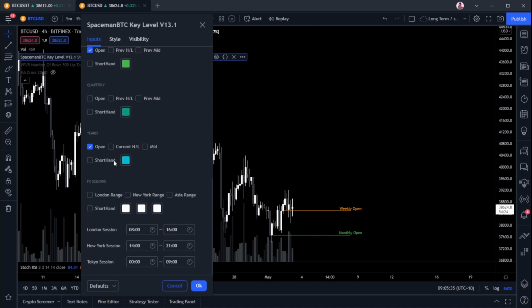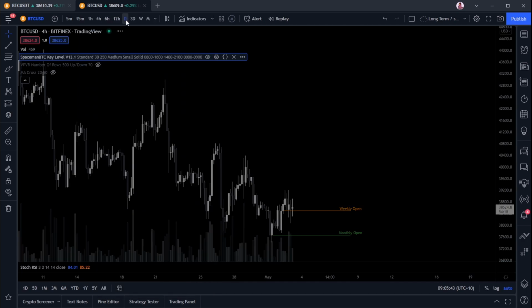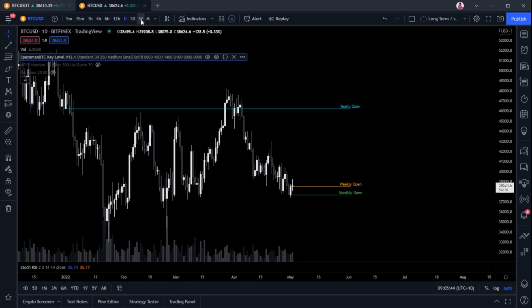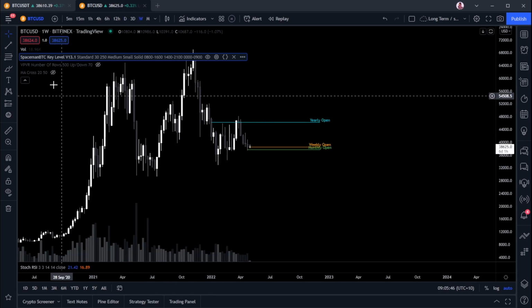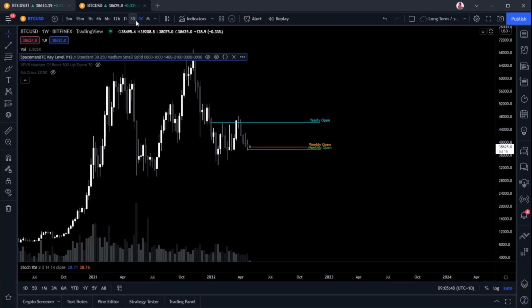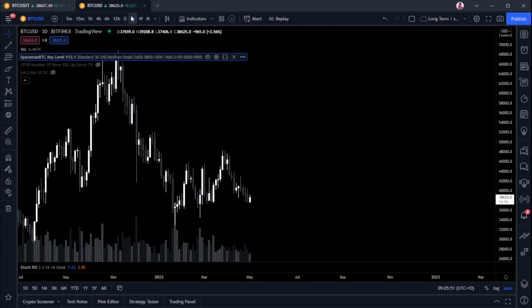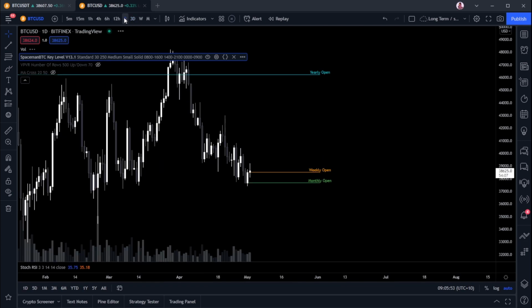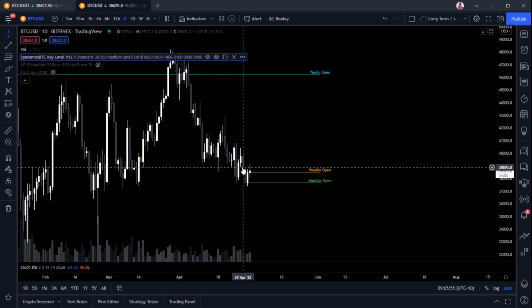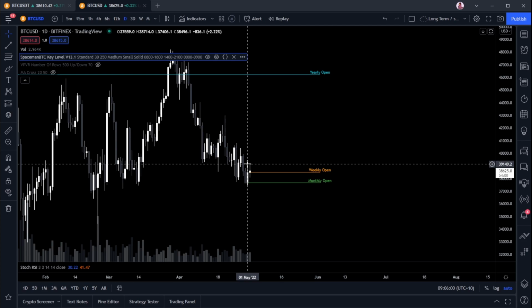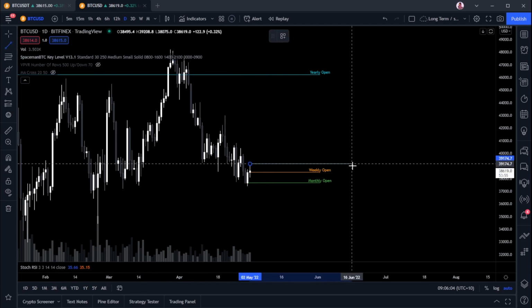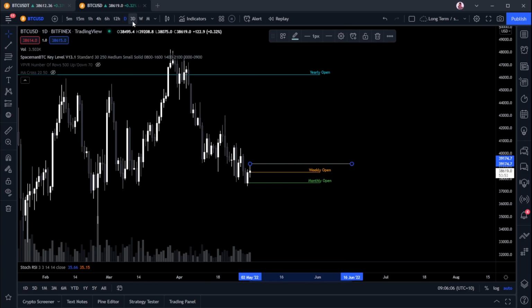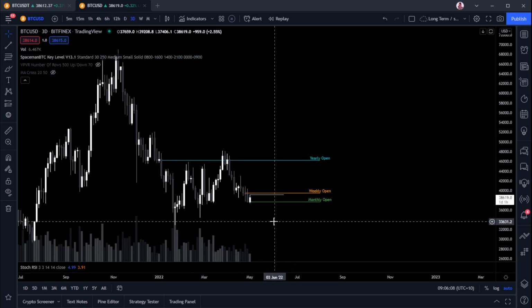Primarily when I'm using Spaceman's key levels, I'm only using the weekly open and the monthly open. Since when I chart Bitcoin, I'm usually starting from a weekly chart and then working back. So I'll come onto a weekly chart and then go to a 3-day and then go to a daily. And if I'm charting the 3-day and I really want to lock in where the daily level was, I'll just come in and put a horizontal line where the daily is and then go back to my 3-day chart and have that level there.